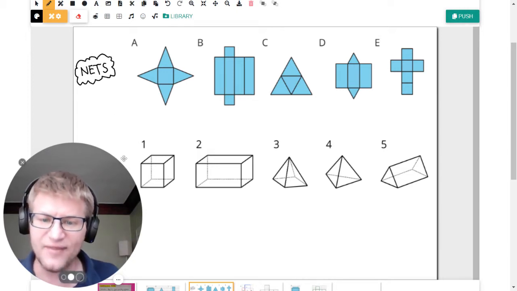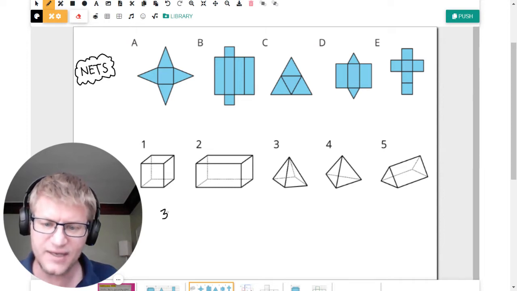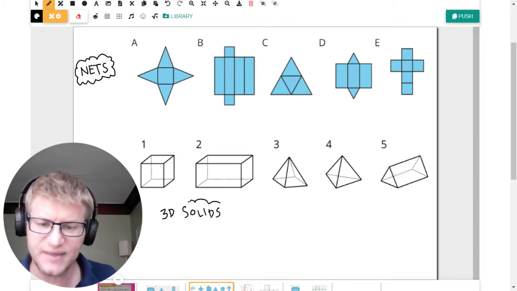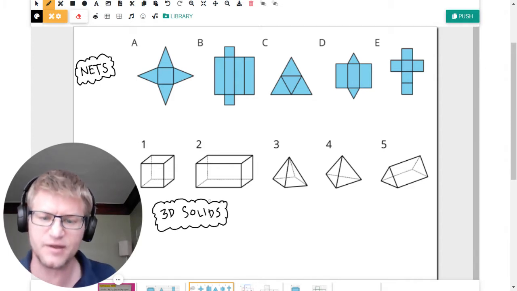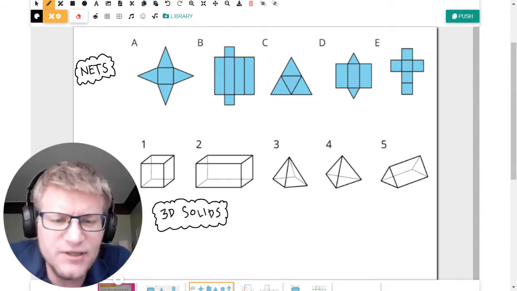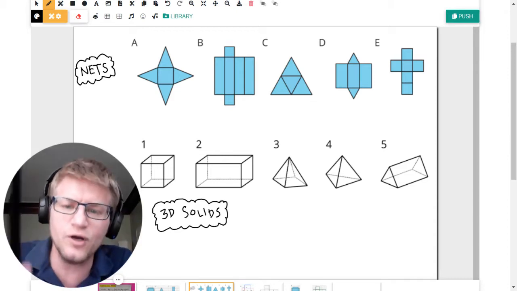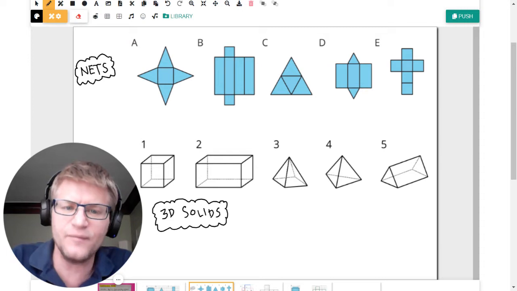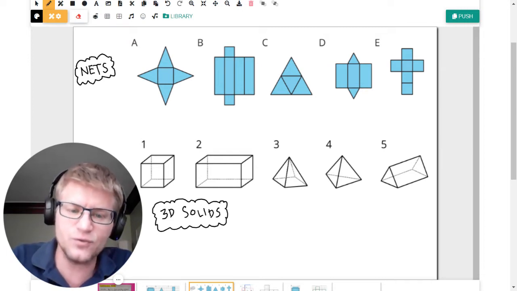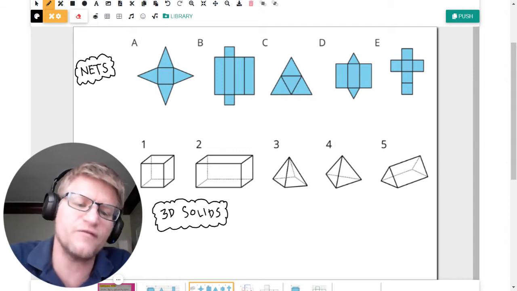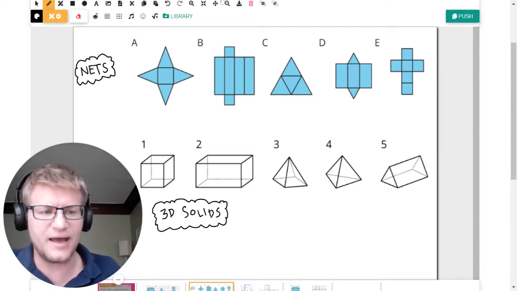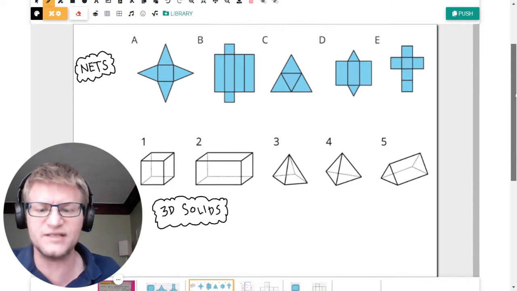These are our nets. And these down here are the 3D, three-dimensional solids, right, that they make. So this idea of the 3D solids means that those nets wrap together or fold together to create these shapes. They create these shapes. Now, what I want you to do is look at the nets A, B, C, D, E, and match them to the shape that they would make. So 1, 2, 3, 4, 5. Okay, I would like your teacher to pause it now and see if you guys can talk it through and figure out which is which.